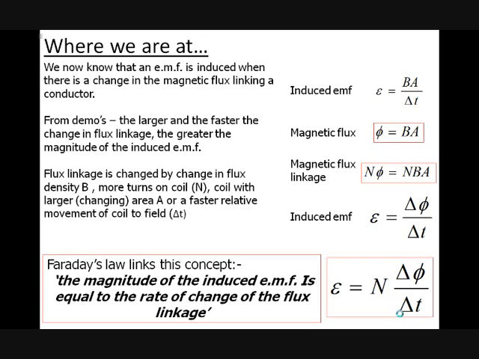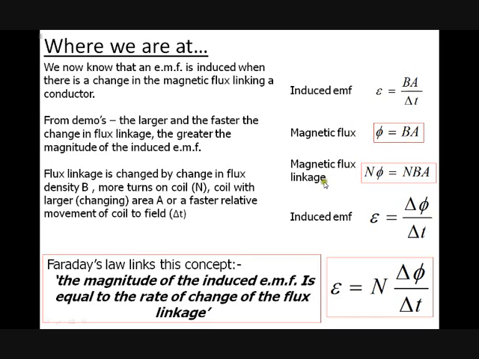We know that an EMF is induced when there is a change in the magnetic flux linking a conductor. This is not on the formula sheet, but it's worth thinking about this equation that the induced EMF is BA divided by delta T. B is the flux density, A is the area that flux density covers. So the quantity BA we call the magnetic flux. So this is the rate of change of flux, okay?